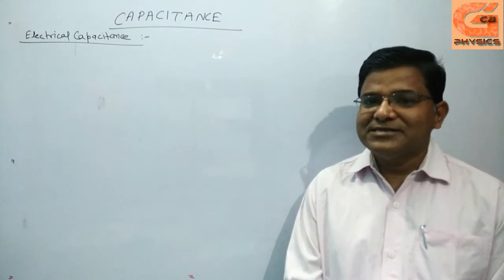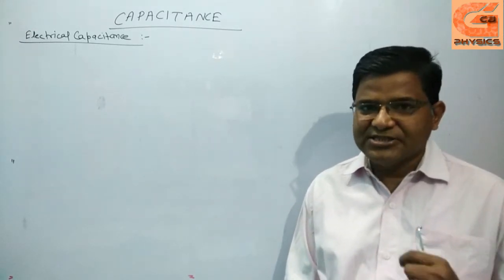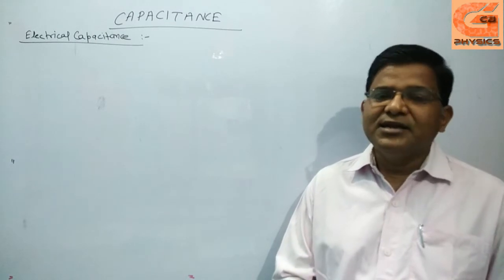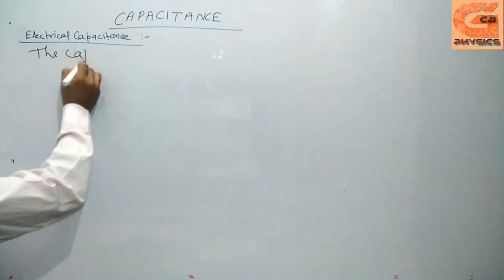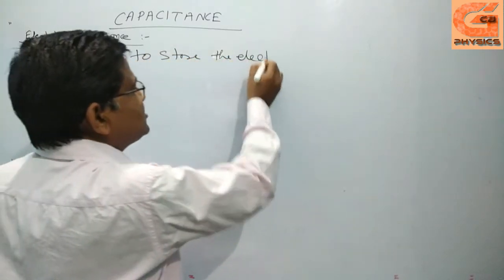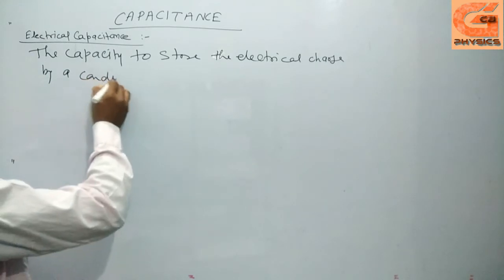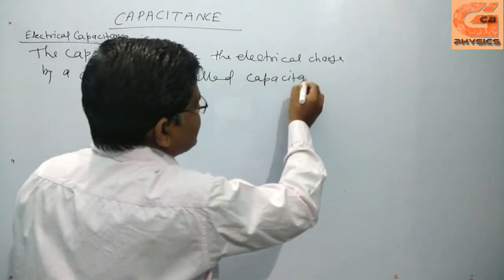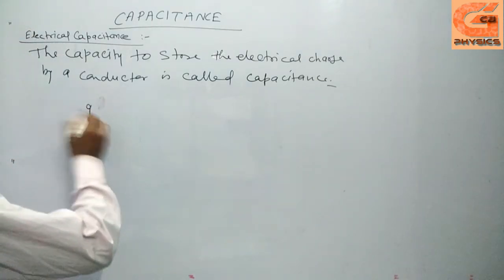Capacitance, also called electrical capacitance, is the ability of a conductor to store electrical charge. The capacity to store electrical charge by a conductor is called capacitance. Very simple definition. And this charge is given to a system.